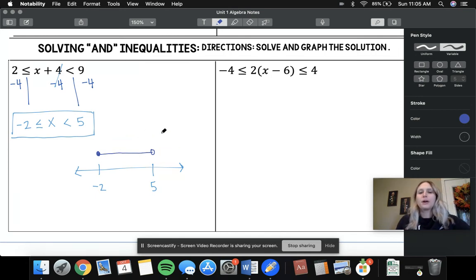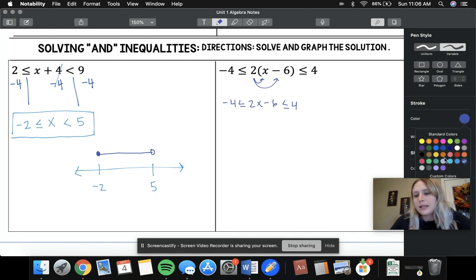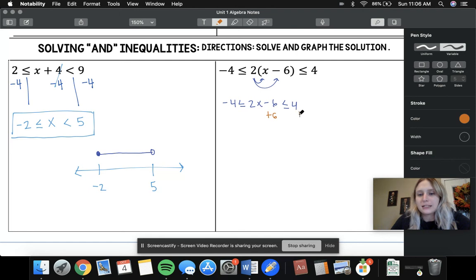All right, for the final problem, we have -4 is less than or equal to 2 times x minus 6, which is less than or equal to 4. So first, our goal is again to isolate the variable. So we're first just going to distribute. Then I'm going to get rid of subtracting 6 by adding 6. I just have to remember to add 6 to every endpoint. Okay, so then that would make a 0. We would have 2 is less than or equal to 2x, which is less than or equal to 10.